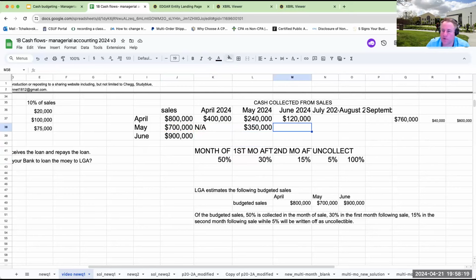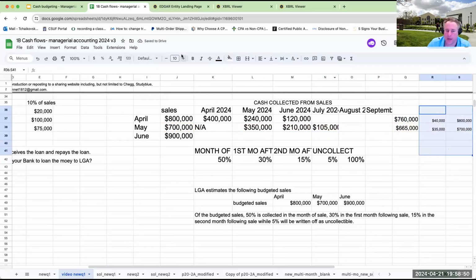We're collecting that amount of money in the month of May. I come over here to June. I'm going to collect in the first month after sale 210,000, or 700,000 times 30%. Coming over here, 700,000 times 0.15, I'm going to get 105,000. Now, if I add this up, it does not equal 700,000. It shouldn't, because we're not collecting 5%. Again, I'm just doing this to check my work.